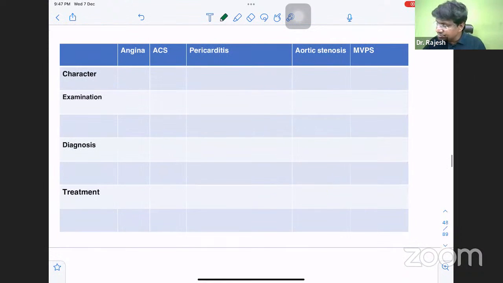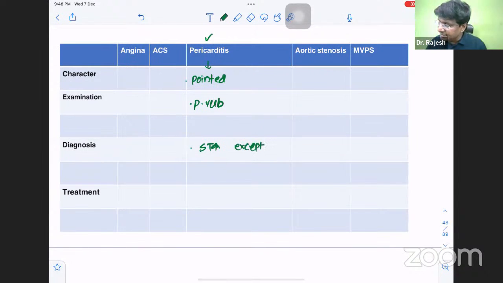And the next is pericarditis. What will be the character of the pain? It is a pointed pain, where the individual can localize the pain. In these patients with pericarditis, there is a triad. On examination, there will be a pericardial rub. On ECG, there will be concave ST segment elevation in all the leads except aVR. In aVR, there will be ST segment depression. Then PR segment depression will be there in all the leads except aVR, where there will be PR segment elevation.